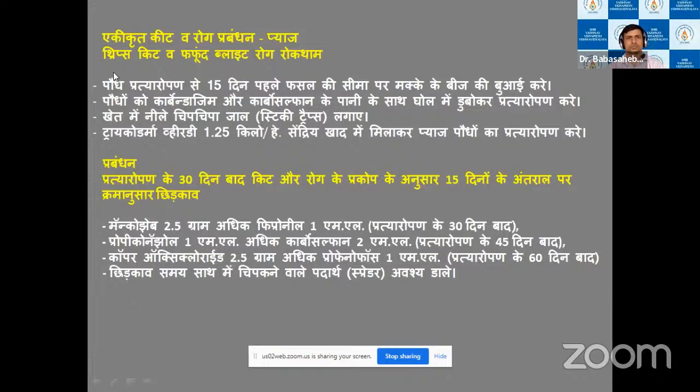It should be repeated with the alternate way. So this is the thrips management. Now this is the pest and disease management in the cucurbits.